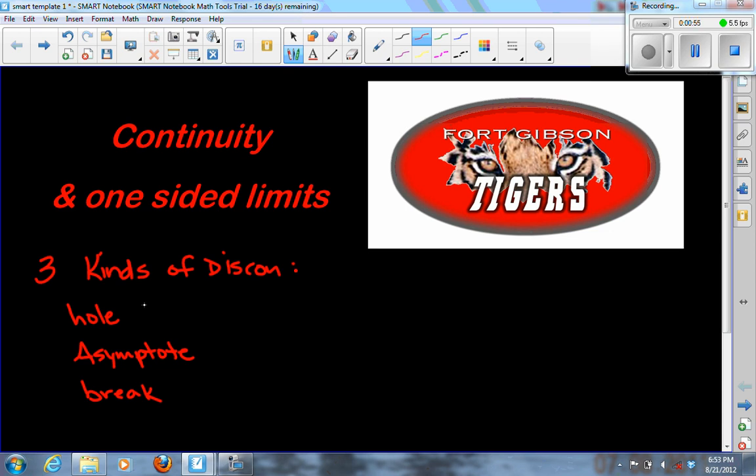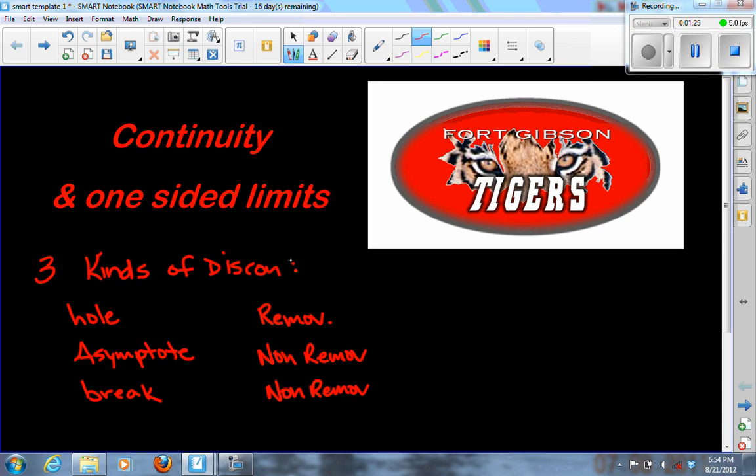And there are two ways to describe discontinuity. Some say these are removable, and these are non-removable. So you can easily redefine a function so that there's not a hole. These two are not so easily redefined so that there's not a discontinuity. So that's why they call these removable and non-removable.